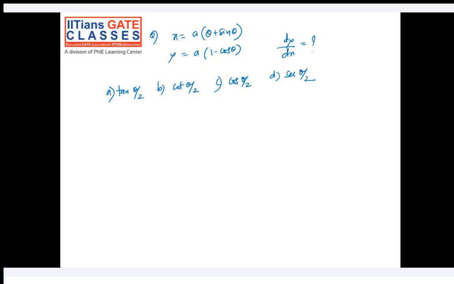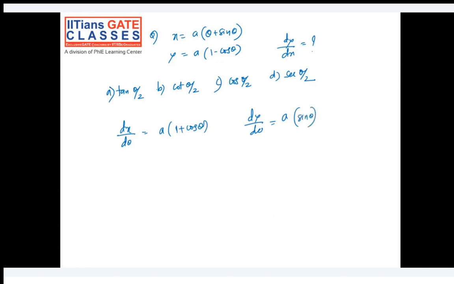Yes, tan theta divided by 2 is the answer, because differentiation of x with respect to theta is a into (1 plus cos theta). Differentiation of y with respect to theta is again a into, no sorry, 0 plus, no sorry, it is 1 plus cos theta as it is for x. And for y, differentiation of 1 is 0, and differentiation of cos theta is minus sine theta. Minus minus will become plus, so I will write plus sine theta.